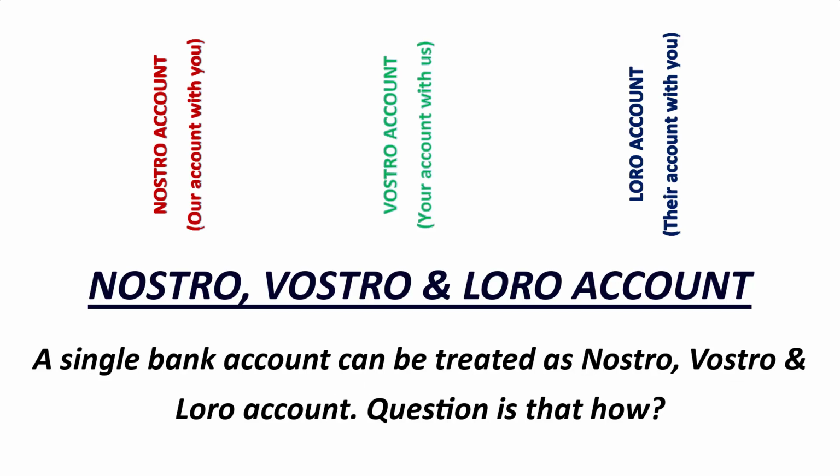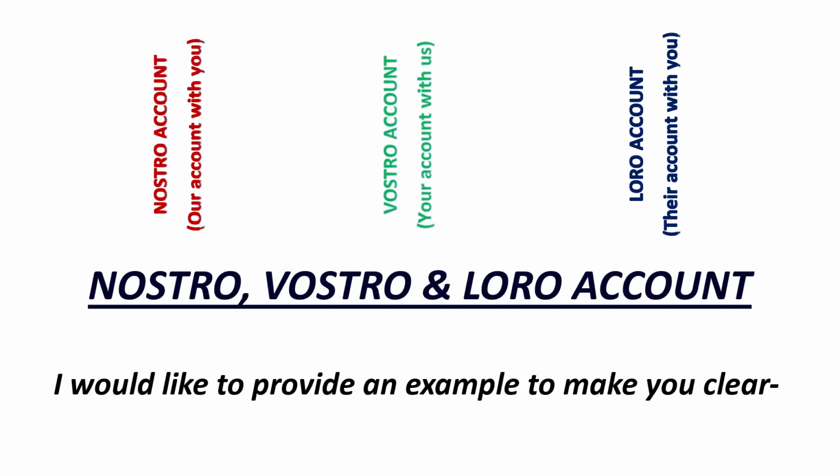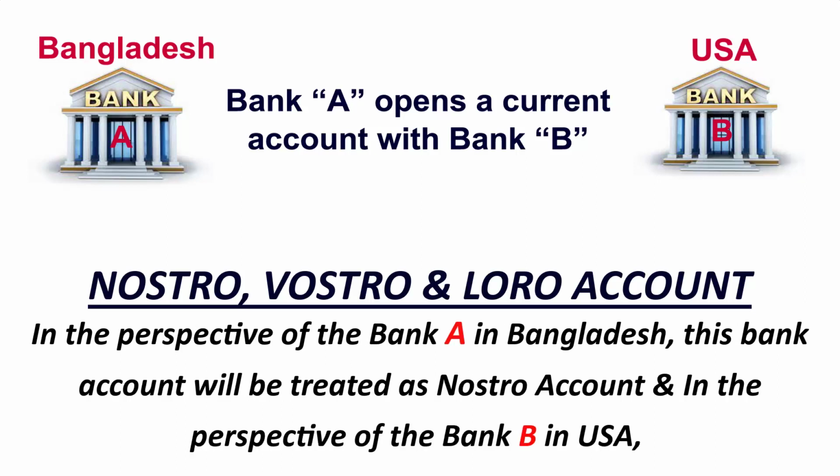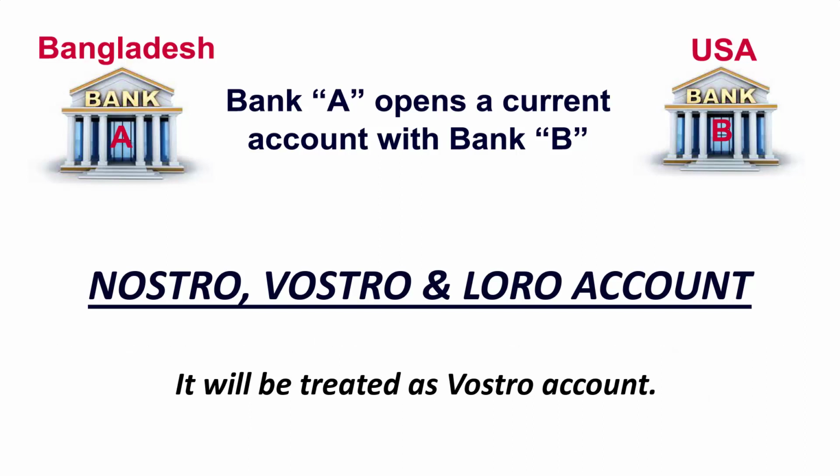A single bank account can be treated as a Nostro, VOSTRO and LORO account. The question is how? I would like to provide an example to make it clear. Say the bank A in Bangladesh opens a current account in USD with the bank B in USA. In the perspective of the bank A in Bangladesh, this bank account will be treated as a Nostro account. And in the perspective of bank B in USA, it will be treated as a VOSTRO account.